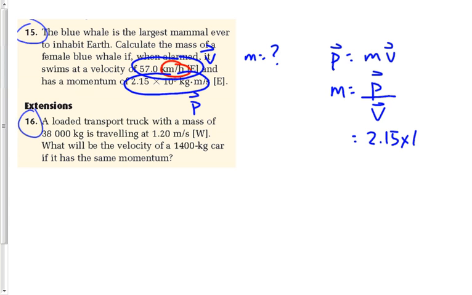2.15 times 10 to the 6, I think it was, divided by the speed, or the velocity, I should say. We're going to convert that 57 kilometers per hour, though, to meters per second. How do we do that? Divide by 3.6. We're not going to forget that, right? Because we circled it in red, or we highlighted it in pink, or we drew arrows to it, or whatever we do to draw attention to it.